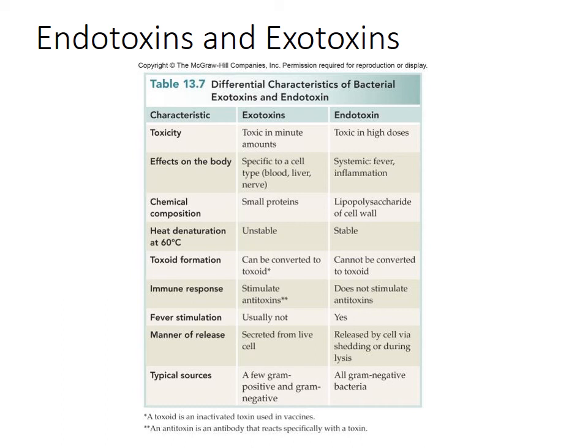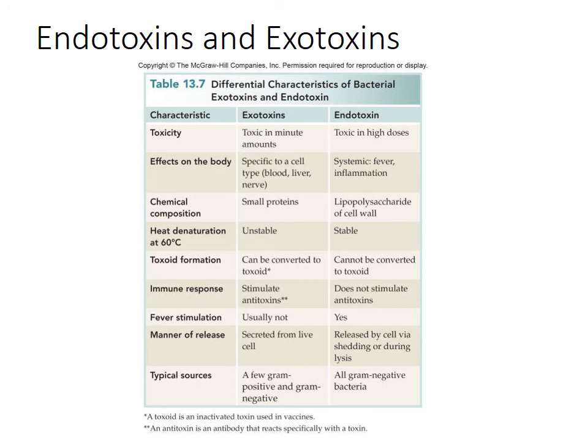heat. So the fourth row, heat denaturing, at 60 degrees Celsius. Because exotoxins are proteins, they're less stable, so they're very unstable. So if you have something like a fever, you actually destabilize the exotoxin. For endotoxin, because they're lipid-based, they're much more stable. So even with the fever, even though it stimulates a fever, you don't always end up getting the same relief that you would from the toxin.